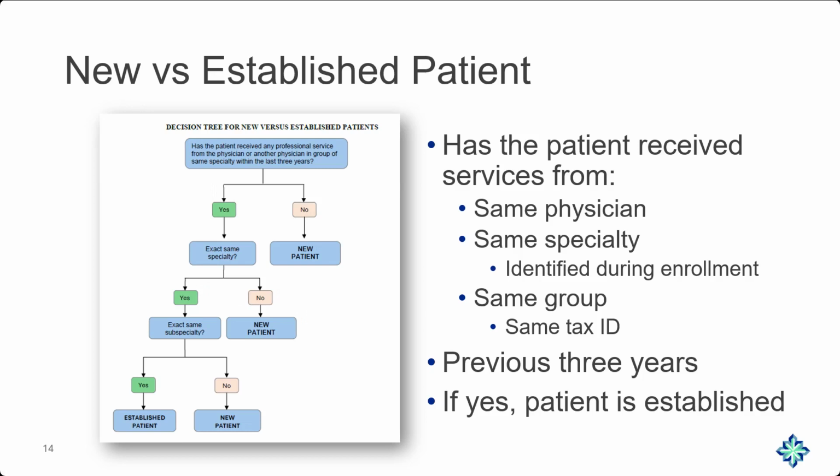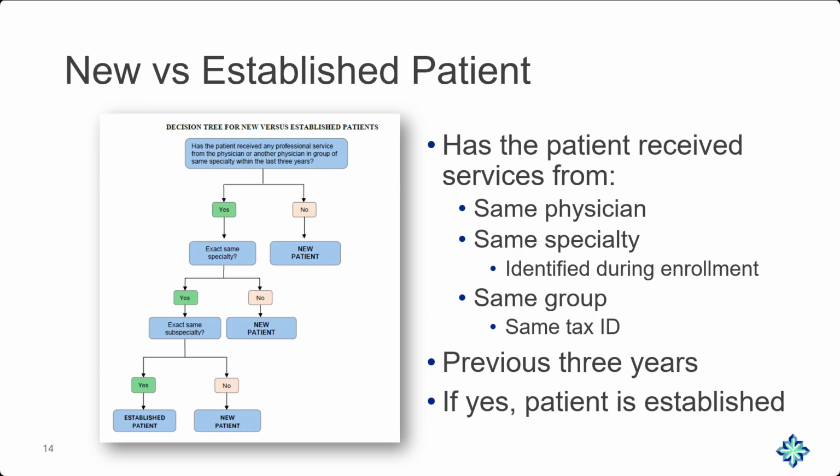The other piece of this is that the provider of the same specialty is in the same group. Group is identified by that tax ID. Groups can have more than one NPI or National Provider Identifier. So sometimes that can differ based on practice locations. So we want to make sure that we're looking at that same tax ID.